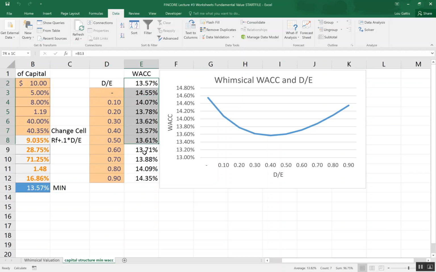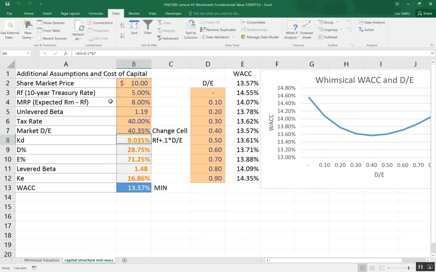And I showed the WACC. And what you see is the WACC at this point here. If you have zero debt, your WACC is almost 15%. As you increase your D/E ratio, take on more debt. Now what's happening here is, in the initial stage, if I start with a D/E of 0, my cost of equity is almost 15%, and my cost of debt is 5%.